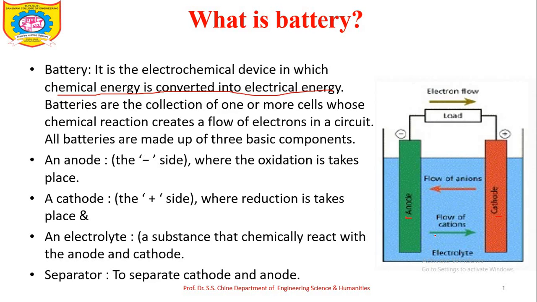Then there is the presence of electrolyte, which plays an important role. It is a substance which chemically reacts with the anode and cathode. So at the anode there is an oxidation reaction, whereas at the cathode there is a reduction reaction. And sometimes in the battery there is a presence of a separator. So what is the function of the separator? That is to separate the cathode and anode.